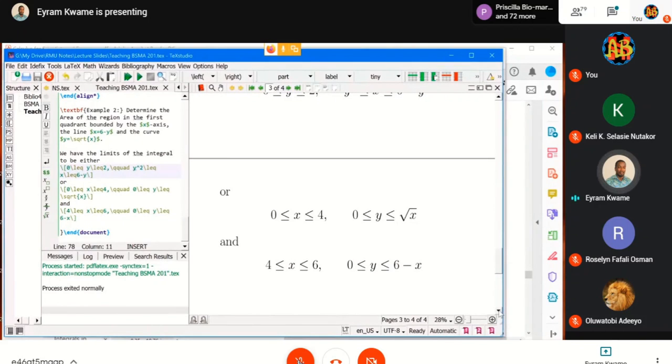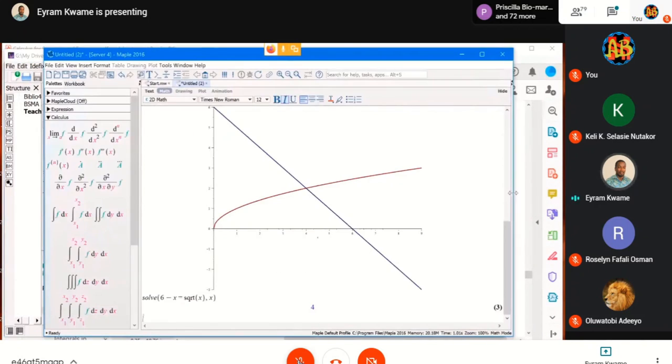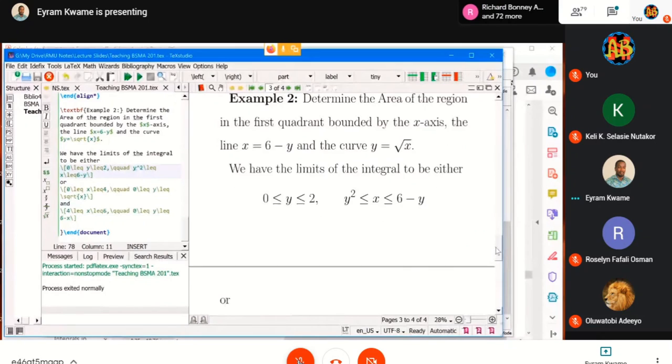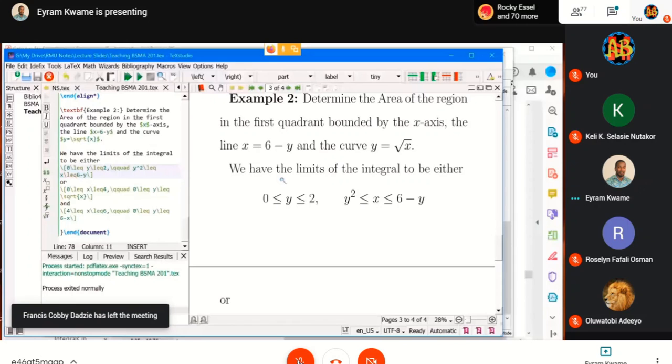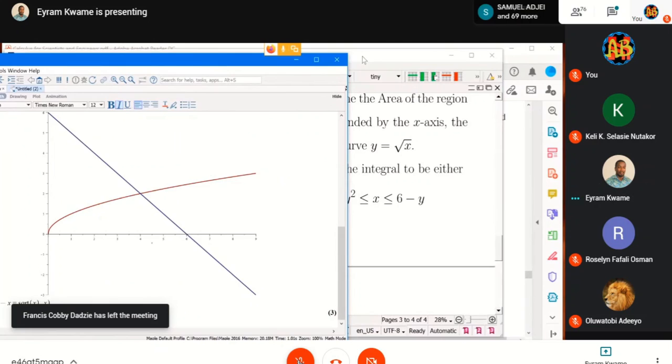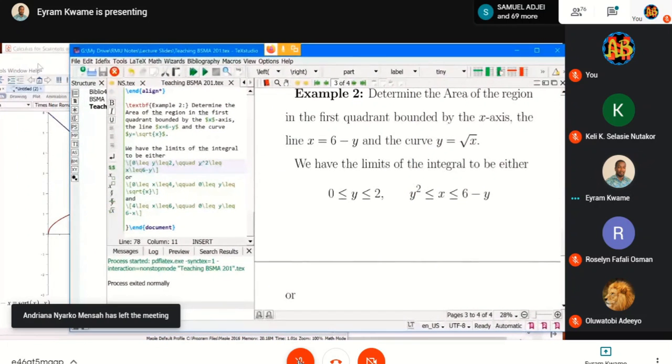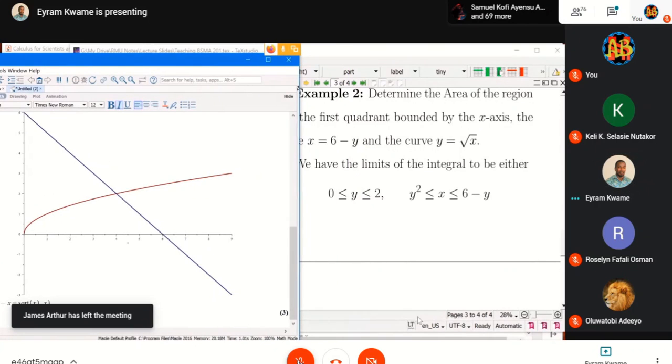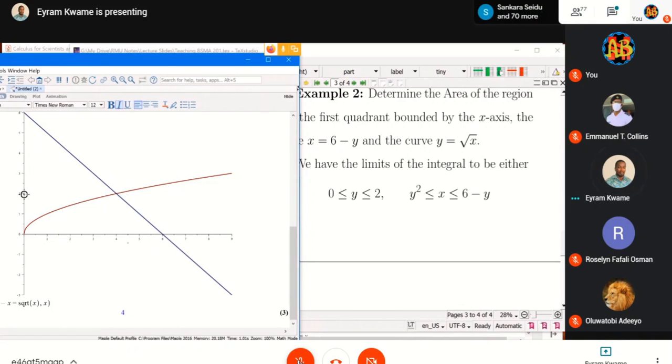All right, so let's look at this. We may either have this. We have the limit of the integral from 0 to 2 for y, and x will be between this. So please look at the graph carefully. So along the y-axis, I'll start from 0 and get to 2. This is okay, right? You've accepted this.